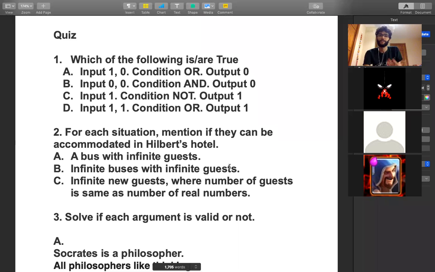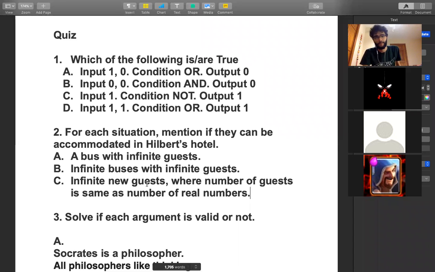We did discuss Hilbert's Hotel in the last class. So we are going to see if each of the situations can be accommodated. The first situation is a bus with infinite guests. The second one is infinite buses with each having infinite guests. The third situation is infinite new guests where the number of guests is the same as the number of real numbers. When I say that, we can say that for every real number that exists, there is a guest to match that real number. So you can think of it that way, and you have to say if the first situation is possible, the second is possible, the third is possible.